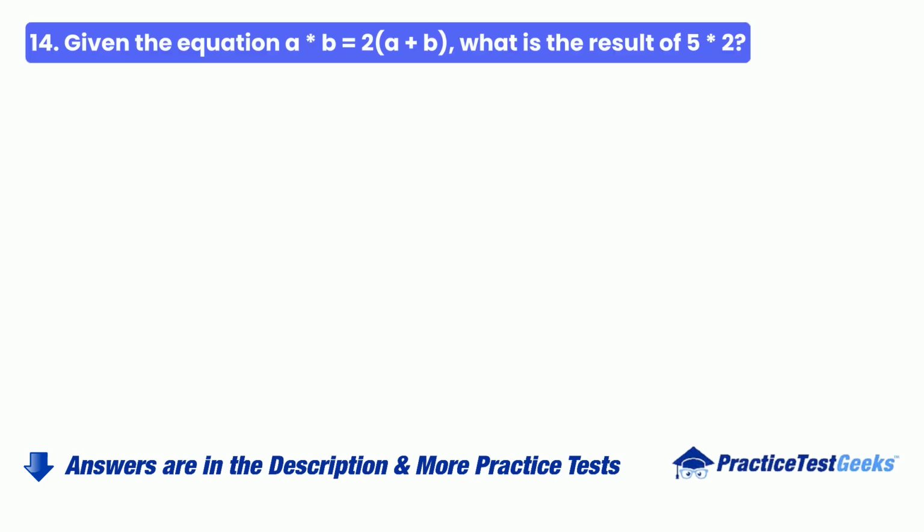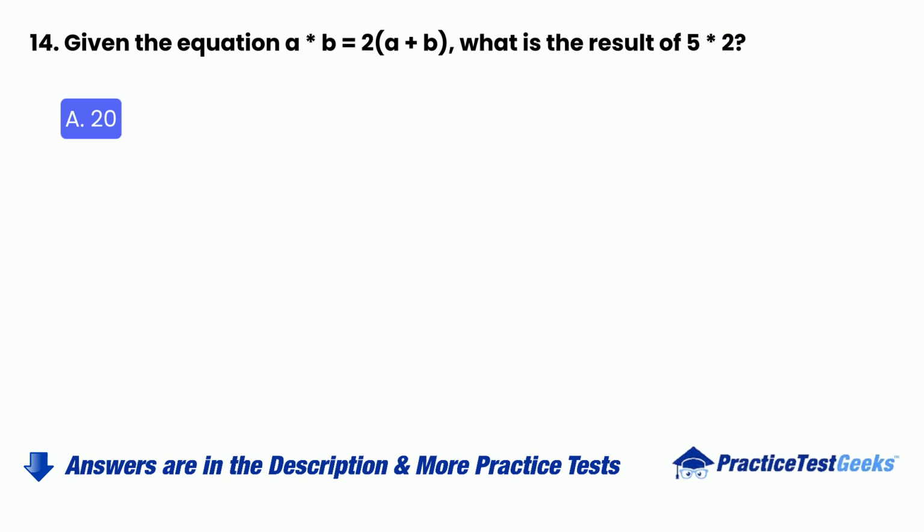14. Given the equation a multiplied by b equals 2 times the quantity a plus b, what is the result of 5 multiplied by 2? A. 20. B. 14. C. 3. D. 10.